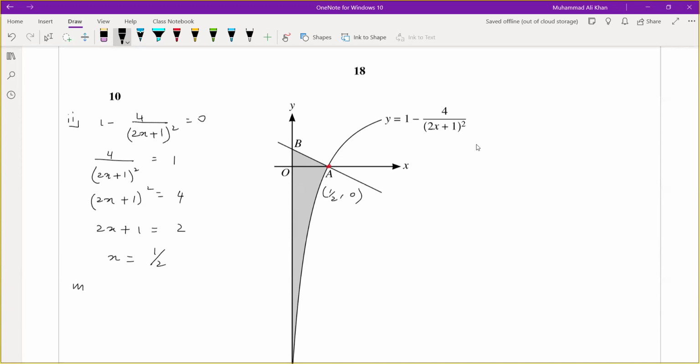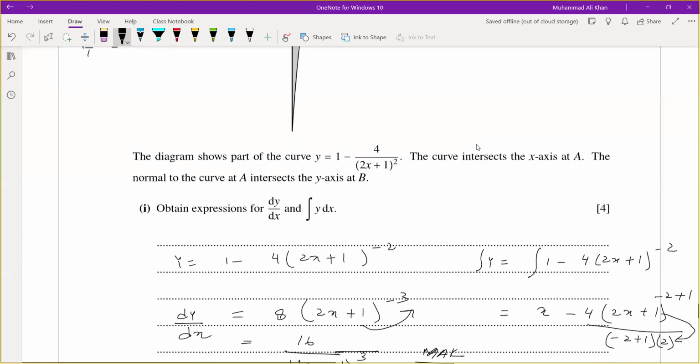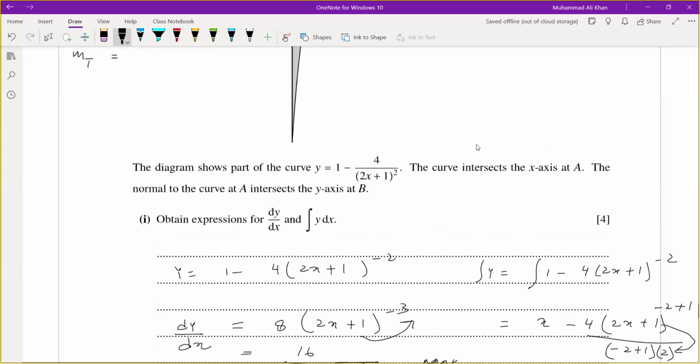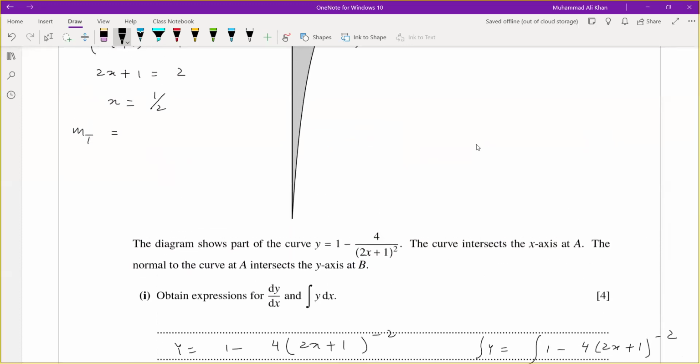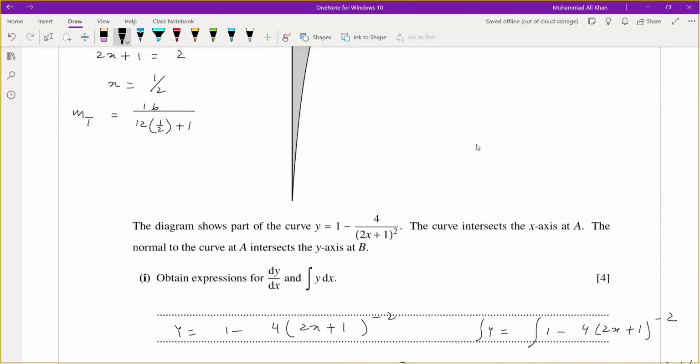differentiated equation of the curve में अगर x की वैल्यू हम हाफ रखते हैं तो gradient of tangent आ जाएगा. And what is the differentiated equation? 16 over (2x plus 1) whole power 3. Now, 16 over (2x plus 1) whole power 3.